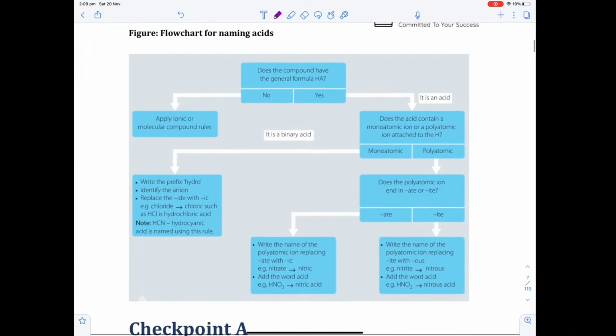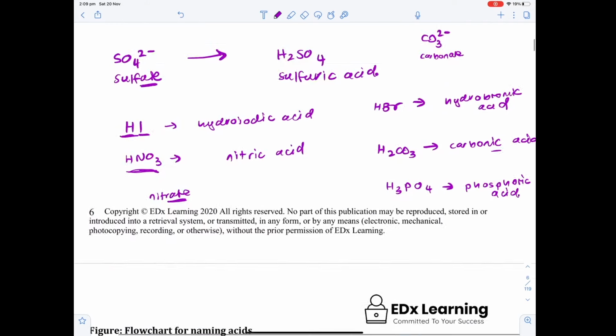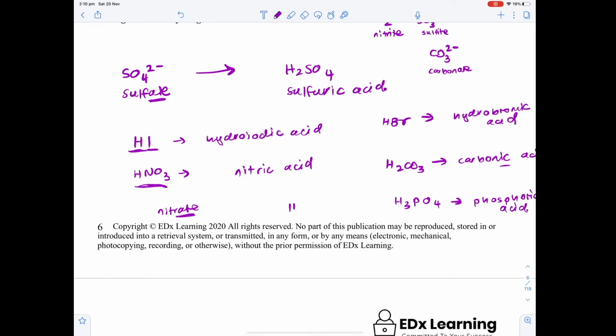This is the big flow chart which I wanted you to build in your head. Is it binary? Is it polyatomic? If it's binary, it's hydro-ic acid. If it's polyatomic, an -ate becomes -ic acid, and an -ite becomes -ous acid. So if I forgot to give you one of those, but if I gave you this, what would you call this? Sulfurous acid. Good. And finally, one more, Pranav. What would you call this? Very good. Nitrous acid. Good.